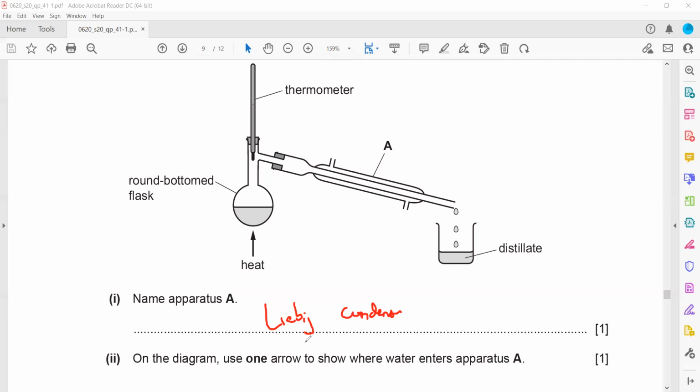On the diagram, use one arrow to show where the water enters. So always the cold water enters from the bottom and it moves through the jacket of the condenser and removes the heat energy from the vapors. So always the arrow inside, the water will enter, which is a coolant, and then that will take the energy from the vapors.